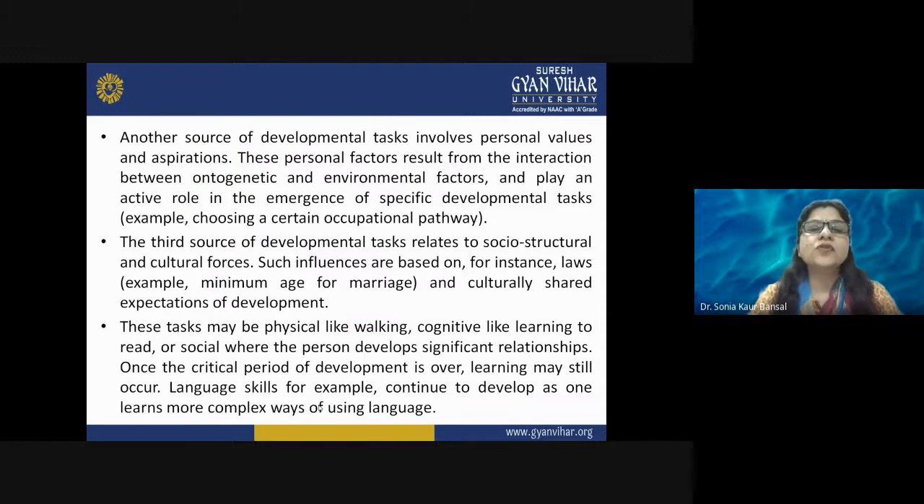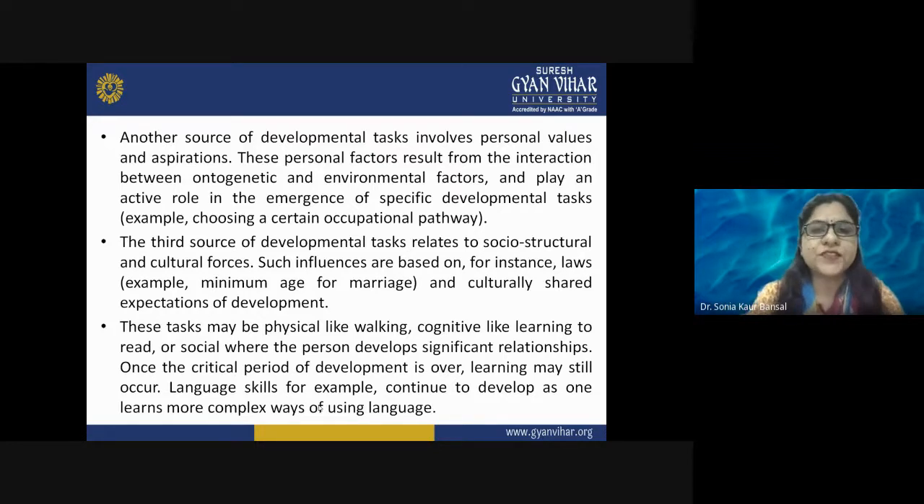Now another source of developmental task involves personal values and aspirations. So these personal factors result from the interaction between ontogenetic and environmental factors. So they are considered very important and play an active role in the emergence of specific developmental tasks. For example, choosing a certain occupational pathway.